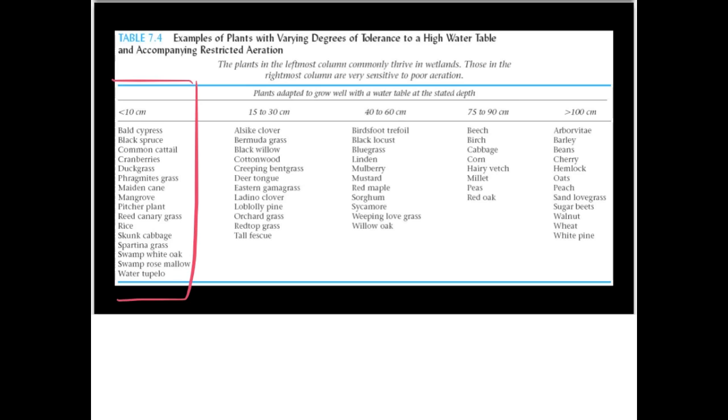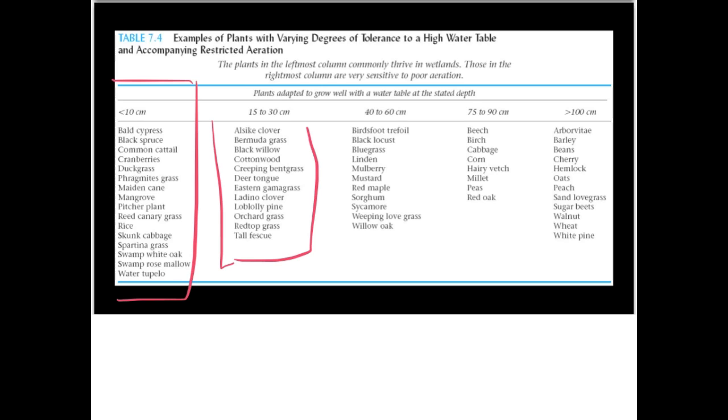You can see rice here, cypress trees. We often associate those with swamp-like conditions. But then when we move over to water fairly close to the soil surface, you see that we have some species, and there are a lot of forage species in here that can do okay in that sort of situation.